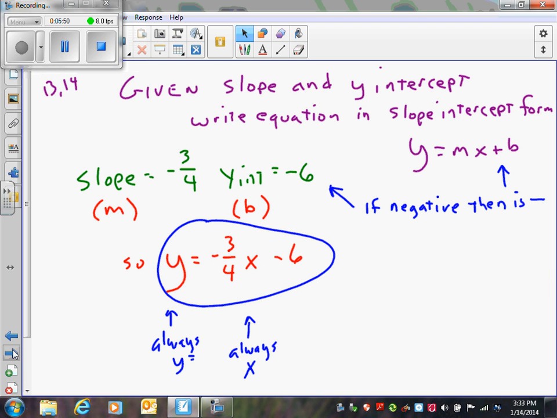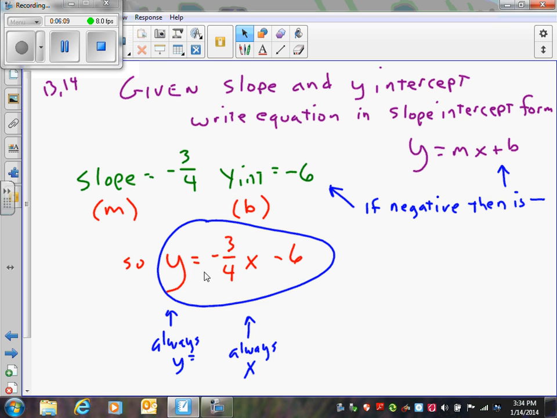13 and 14 are the easiest problems on the test. I give you a slope and a y-intercept. You have to write the equation in slope-intercept form: y equals mx plus b. So slope is m, y-intercept is b.